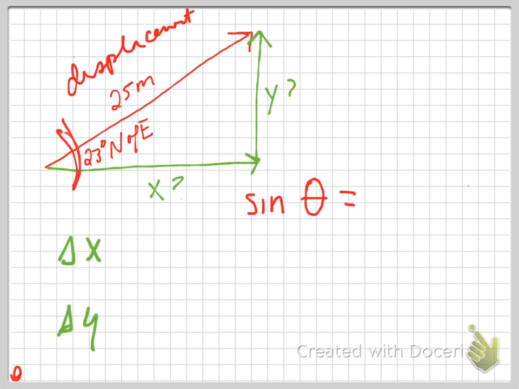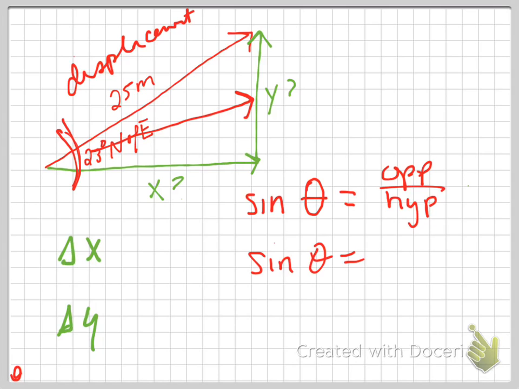So, opposite over hypotenuse. And for that angle, the opposite is delta y. So the sine of theta is equal to delta y over what? Over our 25 meters, our total displacement.